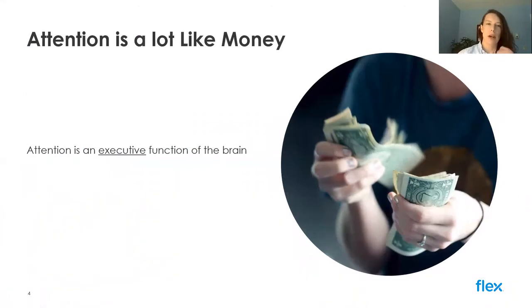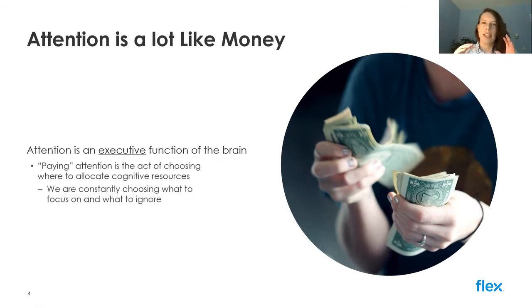So the way I want to talk about it today is that attention is a lot like money in that it's a finite resource. It's an executive function in the brain, attention is, that is. We talk about it in terms of money all the time, that we're paying attention, right? So paying attention is the act of choosing where to allocate cognitive resources. So it's sort of this resource management within your brain. And we're constantly choosing, as I said, what to focus on, and also at the same time, what to ignore or what to inhibit.